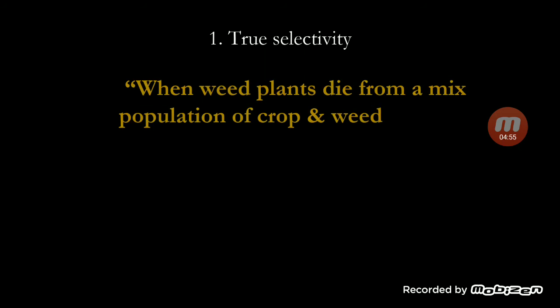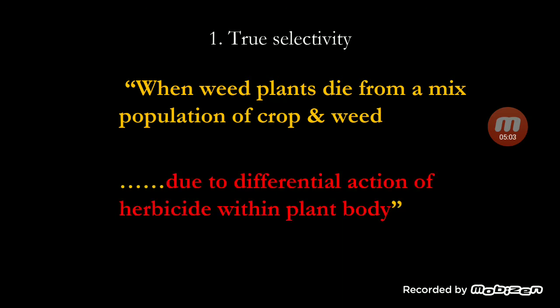True selectivity is when weed plants die from a mixed plant population of crop and weed due to differential action of herbicide within the plant body. Why does this happen? When you apply herbicide, some plants die, some plants survive. This happens because there is a differential action of herbicide within the plant body. There are two plants in the field. One plant is dying after application of herbicide, another plant is surviving. It means that the plant which is surviving has some mechanism to adapt against that herbicide. It may not be absorbing the herbicide, it may not be translocating the herbicide, it may have a deactivation enzyme inside the body. So, the differential action of herbicide within the plant body of different plants is responsible for true selectivity.